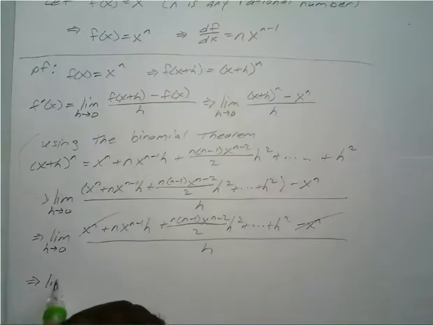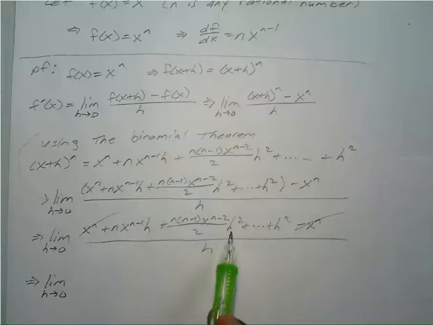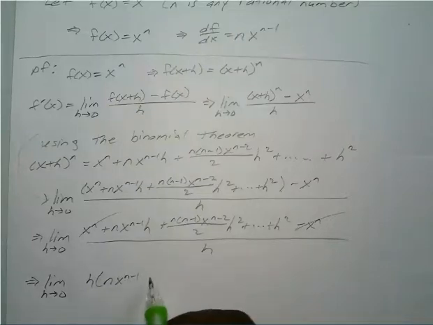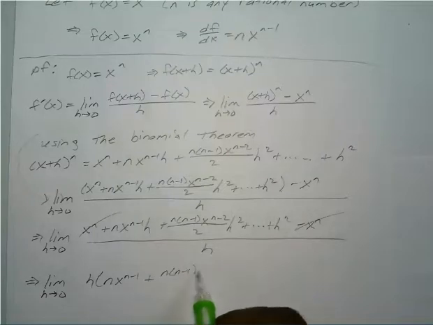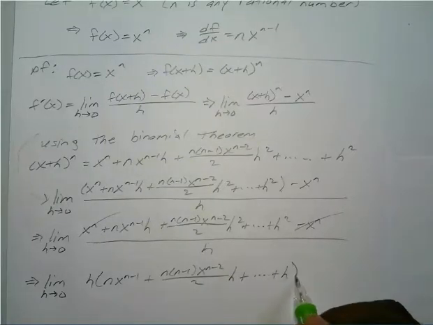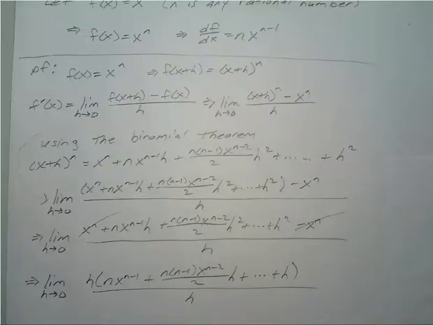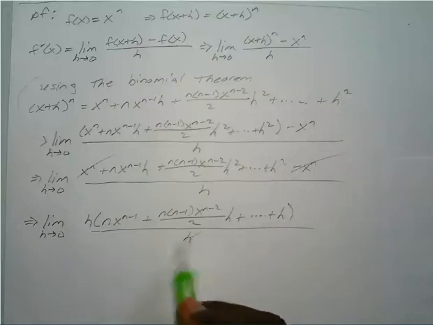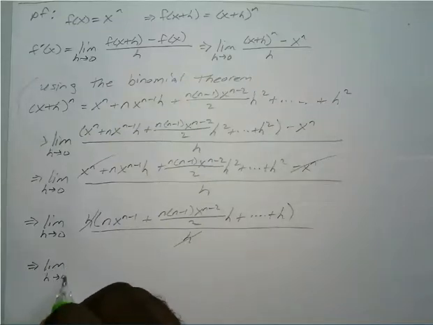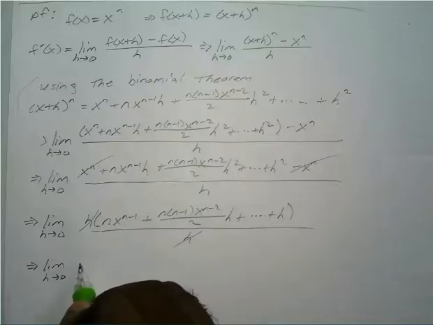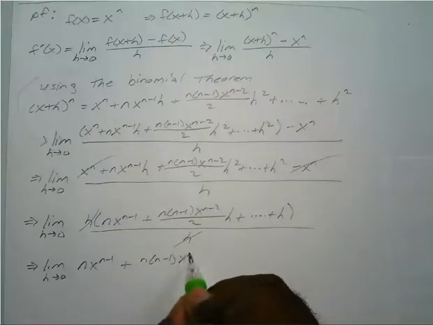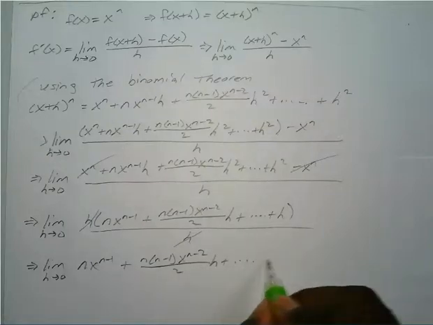Alright, so after those two cancel out, what if we factor out an h out of all of those remaining terms? Okay, so if we factor out an h, that would be n x to the n minus 1 plus n times n minus 1 times x to the n minus 2 over 2 times h plus, and it goes all the way down to h to the n minus 1, all over h. Okay, so obviously here, those two will cancel out, which leaves us with the limit as h approaches 0 of n x to the n minus 1 plus n times n minus 1 times x to the n minus 2 over 2 times h plus, and it keeps on going all the way till you get to h to the n minus 1.